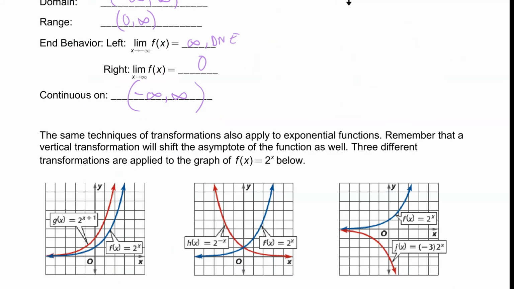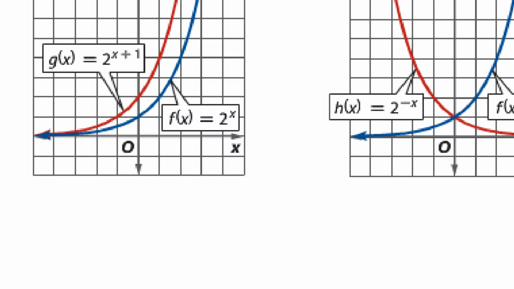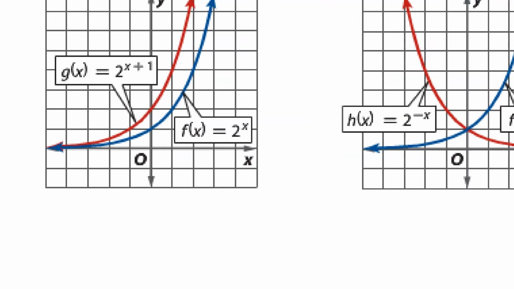So the same techniques of transformations can also apply to exponential functions. Remember, vertical translation will shift the asymptote of the function as well. So this is what I tried saying before. 3 different transformations are applied to the graph f of x equals 2 to the x below. So I want you to pause the video and look at what is different.